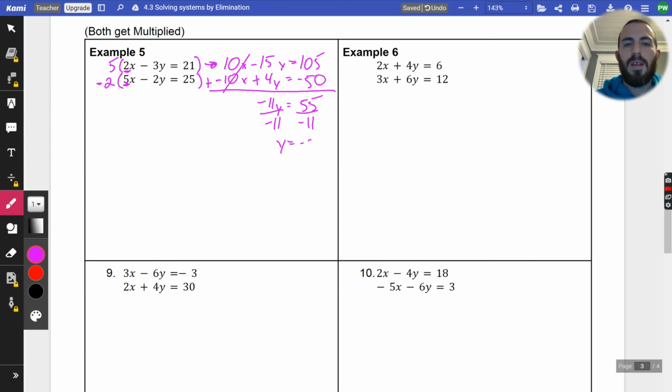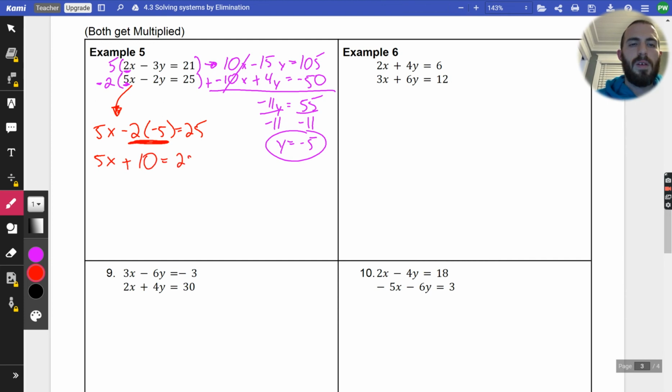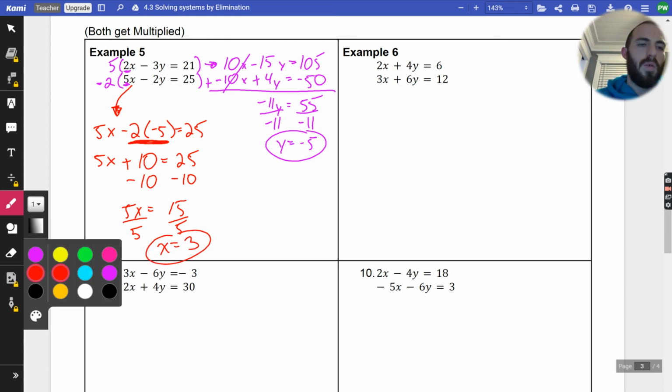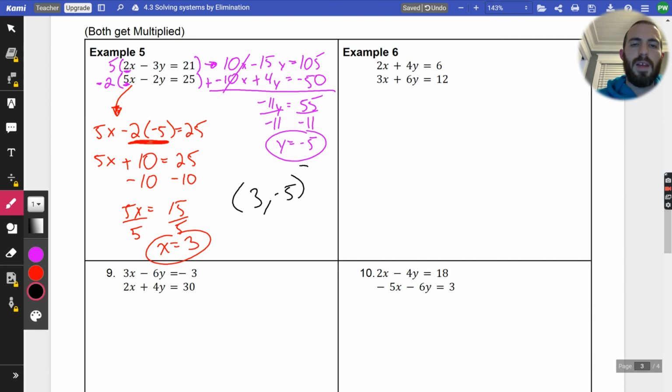Solve for y. We get y is -5. Now, same as before, we're just going to pick one of these. It doesn't matter. We'll pick the one that we started with. So we're going to do 5x minus 2, but instead of the y, we put -5. Simplify. Combine those like terms first. Move the constant over. Get the x by itself. So divide both sides by 5. And we get x equals 3. So our final answer is going to be (3, -5).